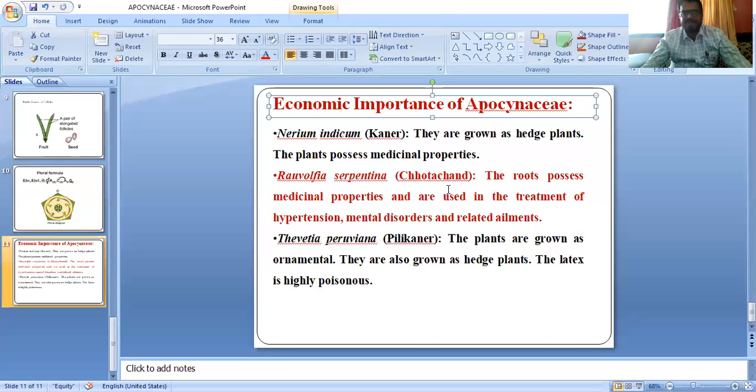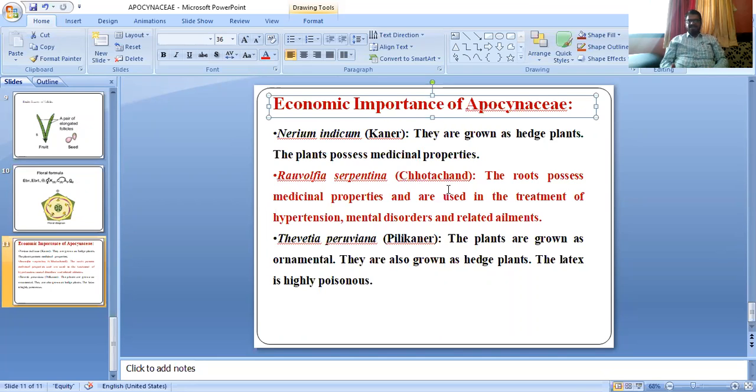Then Rauvolfia serpentina, also called Chota Chand, that is Sarpagandha also. The root possesses medicinal properties and is used in the treatment of hypertension and mental disorders. The roots of Rauvolfia serpentina are useful in hypertension and in mental disorders.